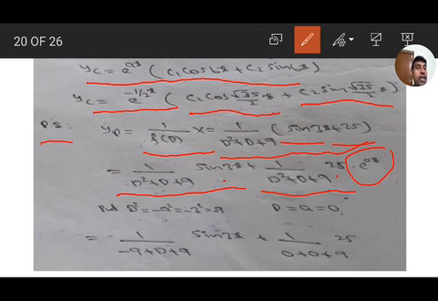Here the sin ax method and the e to the power of ax method apply. For the sin ax method, we substitute d square equal to minus a square; here sin 3x, so a equal to 3, minus 3 square means minus 9. Substituting minus 9, we get 1 by minus 9 plus d plus 9. The minus 9 and 9 cancel, and we get 1 by d sin 3x.